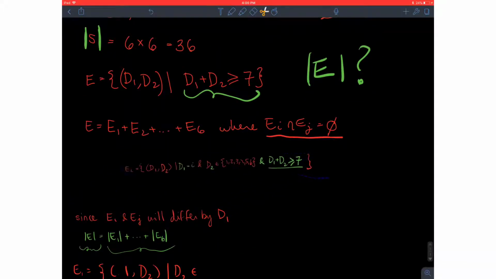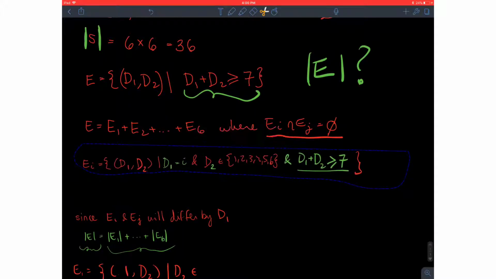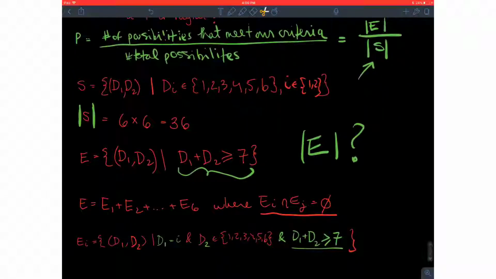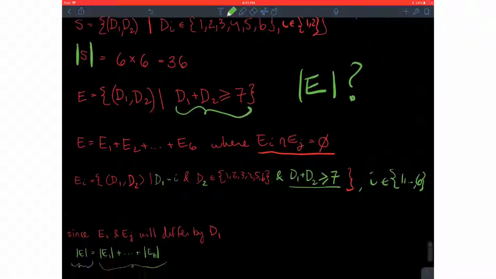So formally, that definition is specifically this. We've defined E_i to be the (d1, d2) pairs such that d1 is equal to i, and d2 is in {1, 2, 3, 4, 5, 6}. I guess you could say i is also in 1 to 6, if you want to be completely rigorous. So we've got a whole bunch of sets, and let's see if we can count the number of elements inside them that match our criteria.